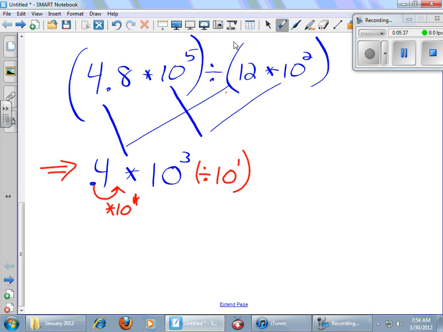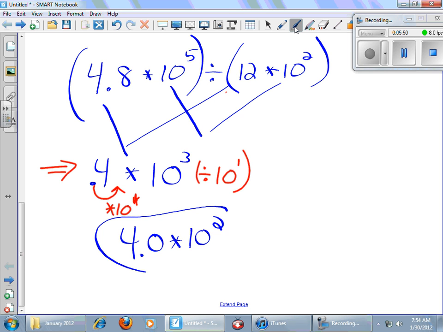Okay, so when I multiply, I end up with 4. And if you want, you can go 4.0 times 10, subtract my exponents, and I get 2. And there is my answer written in scientific notation.